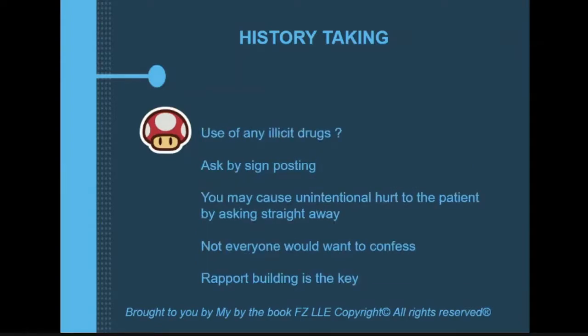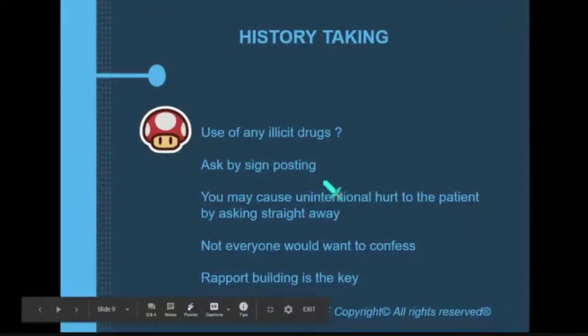Okay, now you do want to ask this patient about their habits. You want to know if they are smoking, if they are drinking, and if they are using any illicit drugs. Okay, before you ask about these questions, please make sure that you signpost.